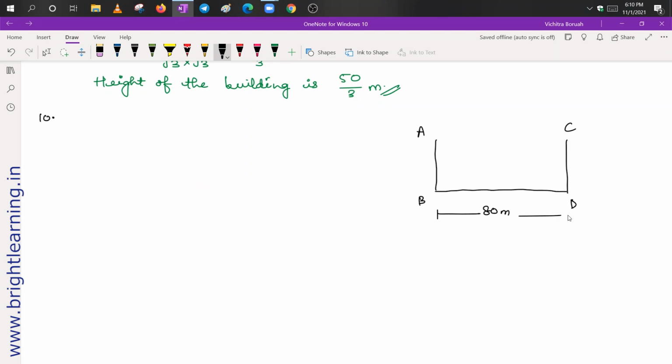Now next, it is said that there is a point on the road. Suppose this point is O. Suppose this is the point lying on this road, and from this point, suppose this angle of elevation is given as 60°, and this angle of elevation is given as 30°.